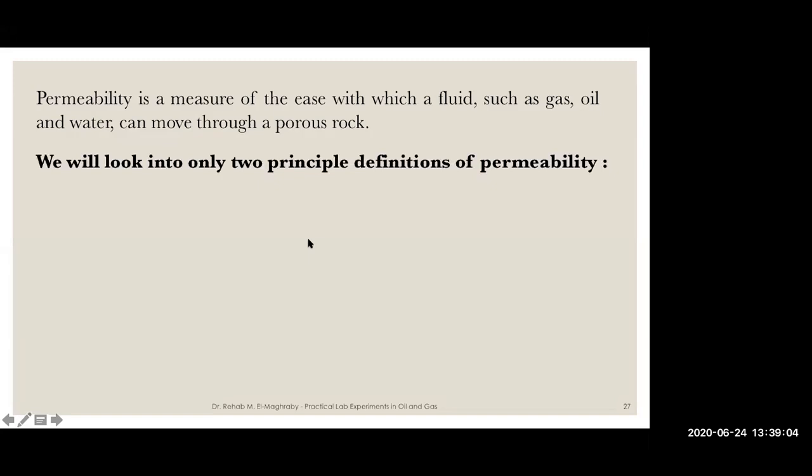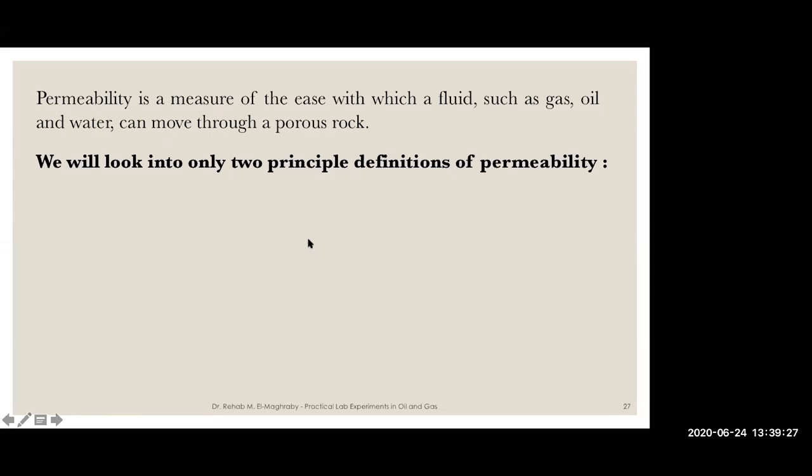Of course, permeability is very important. You have to plan your field development using the permeability. You cannot produce using conventional methods in an impermeable formation, so you have to use unconventional methods. So knowing the permeability of your core or your oil field is very important.